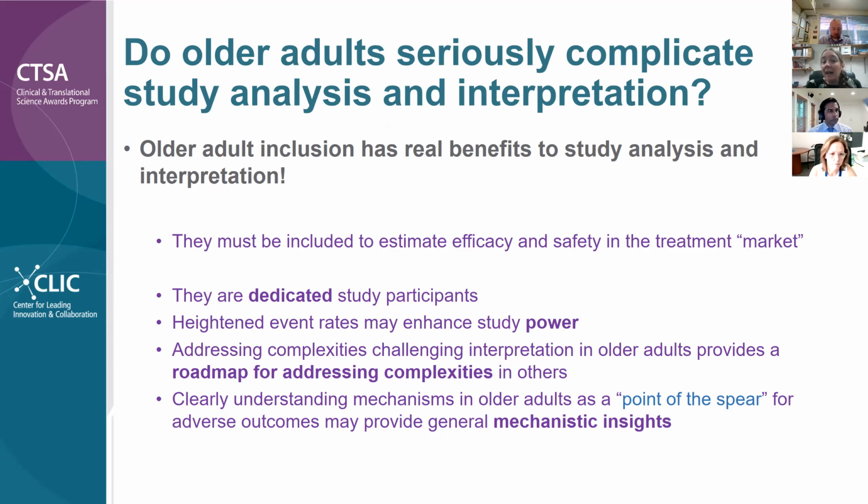Older adults experience heightened event rates. That actually may enhance study power in a variety of studies. I really hold by the third one in that block, that addressing complexities challenging interpretation in older adults actually provides a roadmap for addressing those very same complexities in other participants. Very frequently it's not exclusively older adults, or even predominantly, as I think some people will argue. And then finally, clearly understanding mechanisms in older adults as a point of the spear.